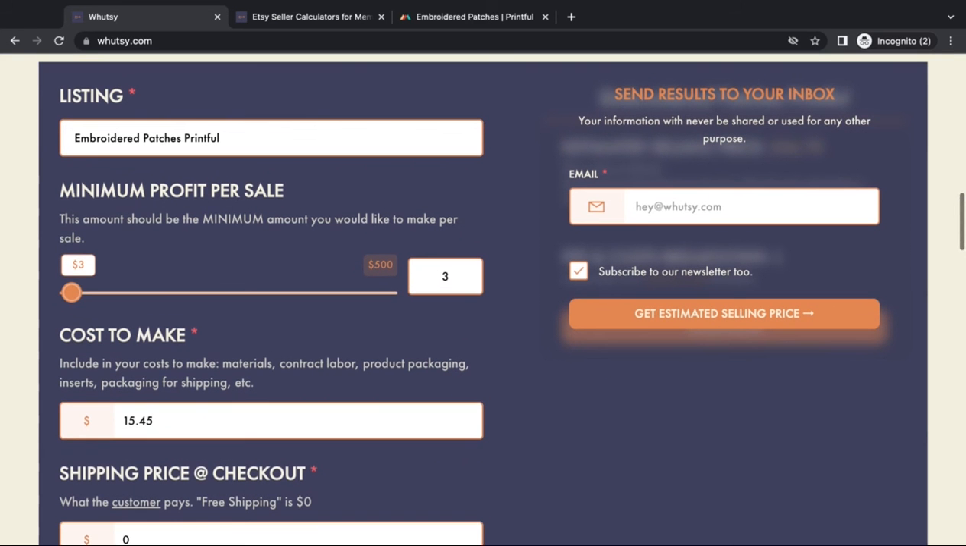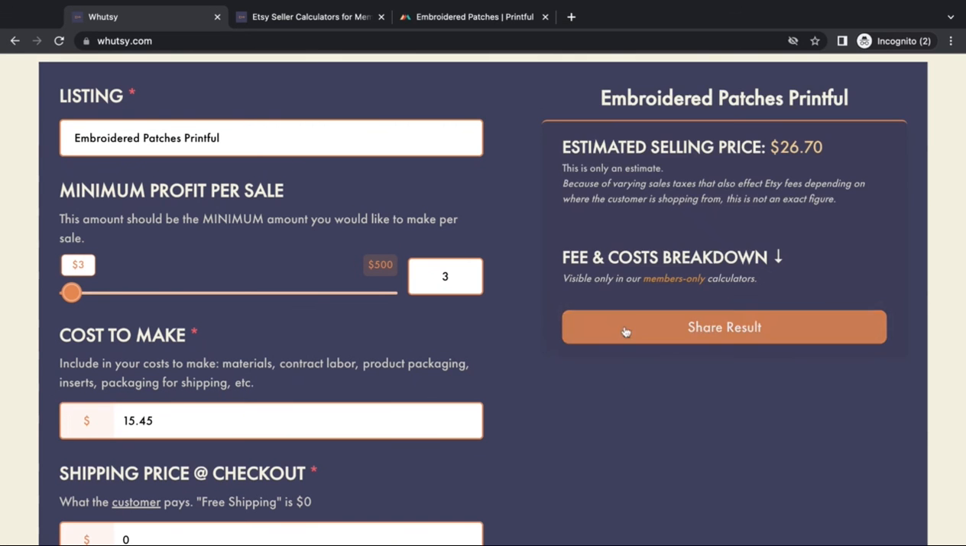All right, so we've got all that filled out. Now we can send the results to our inbox. I wonder if it'll let me send it to myself. You can opt out of the newsletter if you choose. And then we get our results.